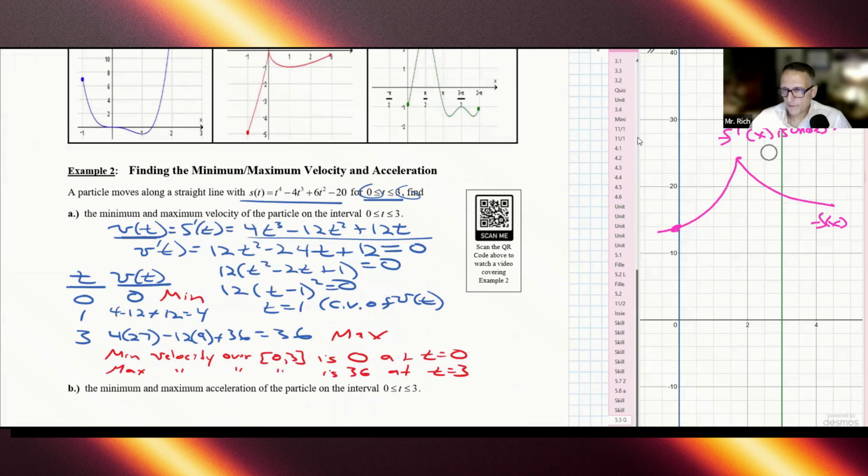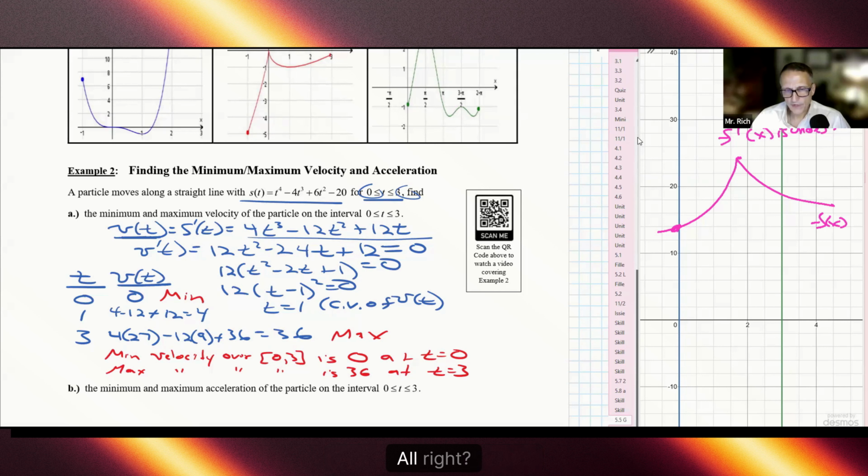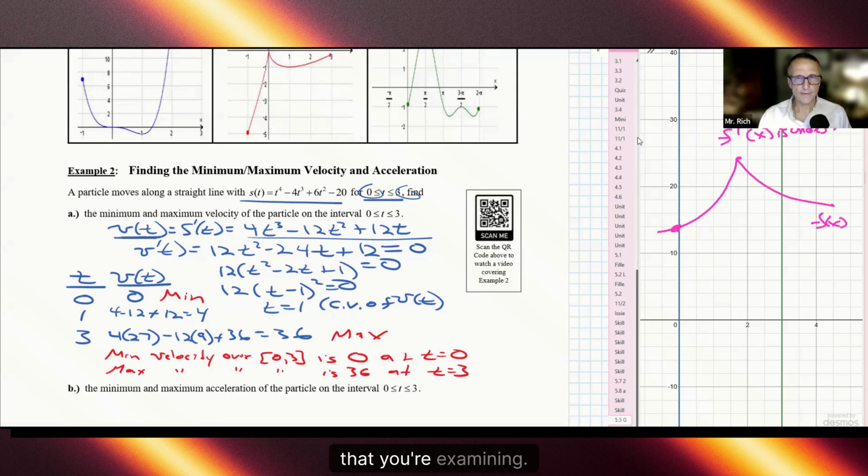So that's why here we're actually looking for critical values where the derivative would be undefined. Because if the derivative is undefined, then it could be a location where you have, in this case, a cusp, which is going to be the absolute maximum value. So critical values, again, are going to be places where the derivative is 0 or where the derivative is undefined, so long as that undefined location is in the domain of the original function. All right, so the only place on a closed interval that you're going to find the highest and lowest y values are going to be at the endpoints or at critical values that exist within the interval that you're examining. Okay, and that's called the extreme value theorem.